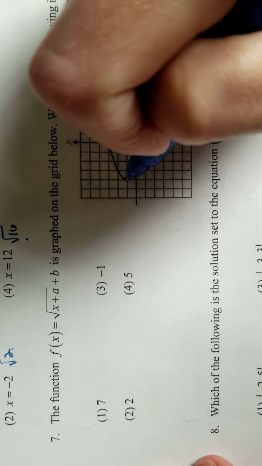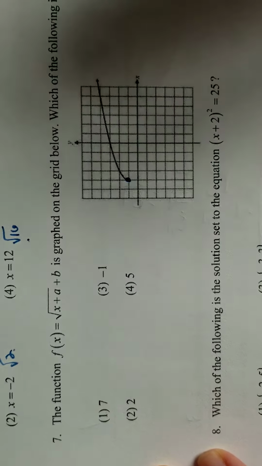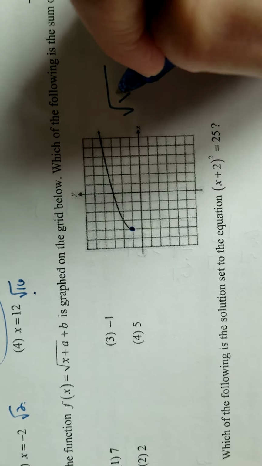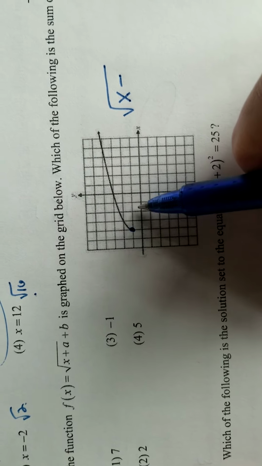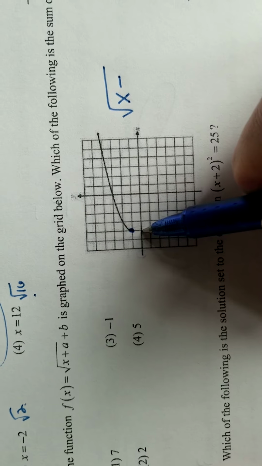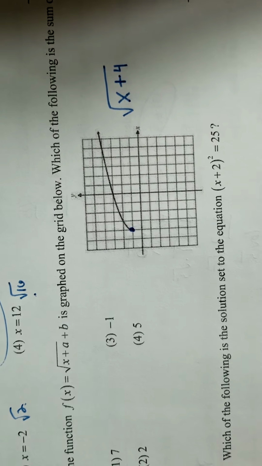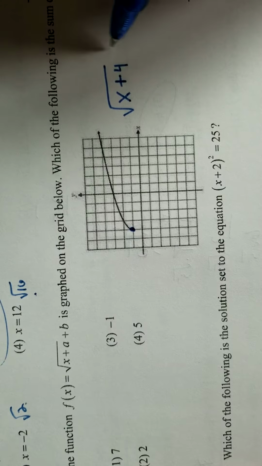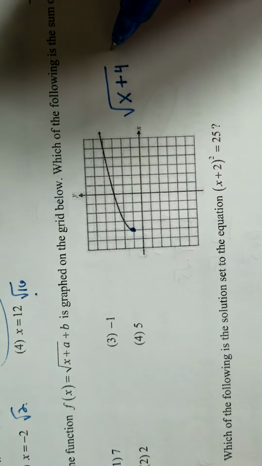If we look and base this on our vertex problems that we've done, we would have the square root of x minus, so that's -1, -2, -3, -4. But since I'm going left, it's going to be a positive 4. And then outside of the square root means I'm going to go up or down. And from the origin, I went up 1.